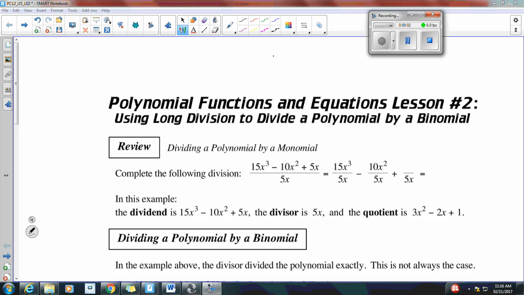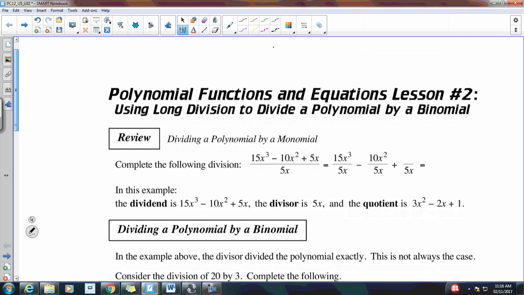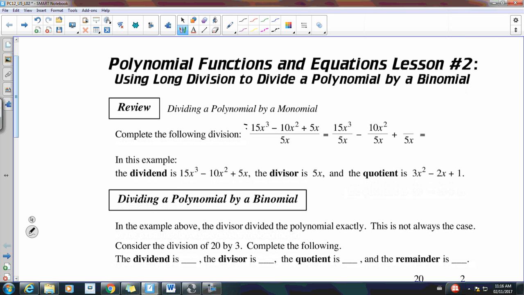Okay, so here we have lesson 2, which is polynomial long division. Just some terminology to start with. The dividend is what we are taking, and we are dividing the dividend by something. The dividend in this example is 15x cubed minus 10x squared plus 5x. The divisor is what we're dividing by, and the quotient is the answer.